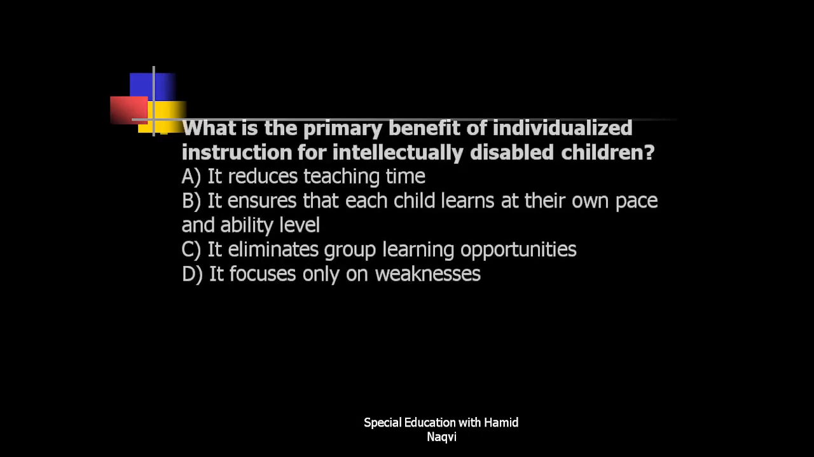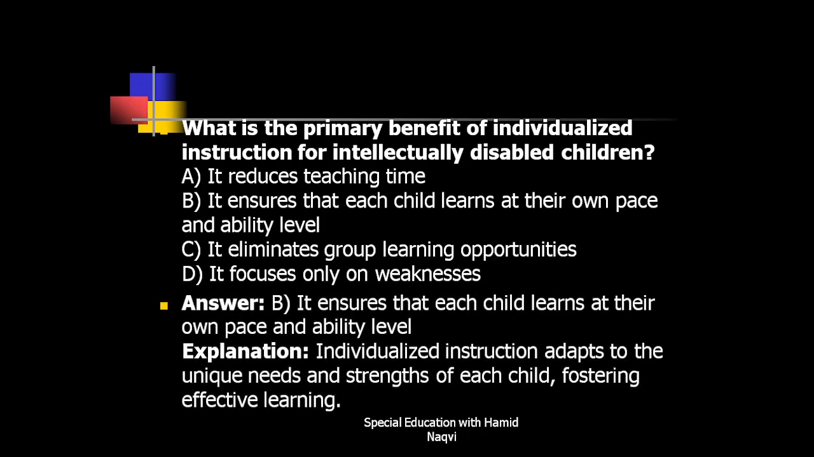Next is what is the primary benefit of individualized instruction for intellectually disabled children? It reduces teaching time. It ensures that each child learns at their own pace and ability level. It eliminates group learning opportunities, or it focuses only on weaknesses. The answer is it ensures that each child learns at their own pace and ability. Individualized instruction adapts to the unique needs and strengths of each child, fostering effective learning.